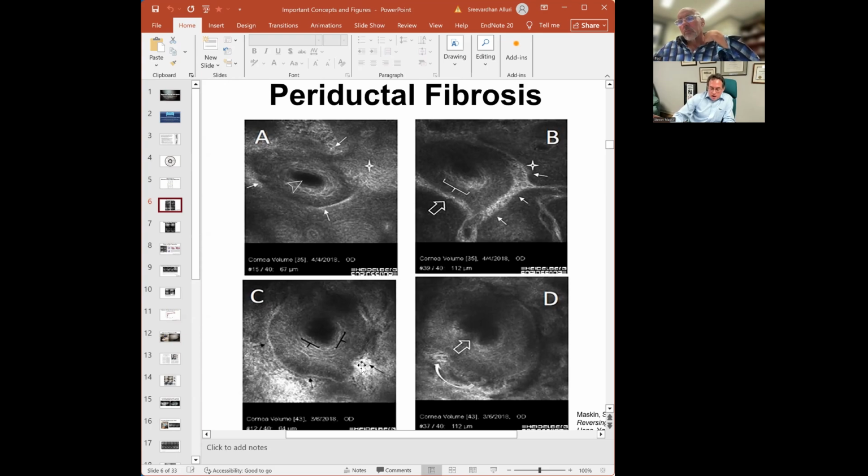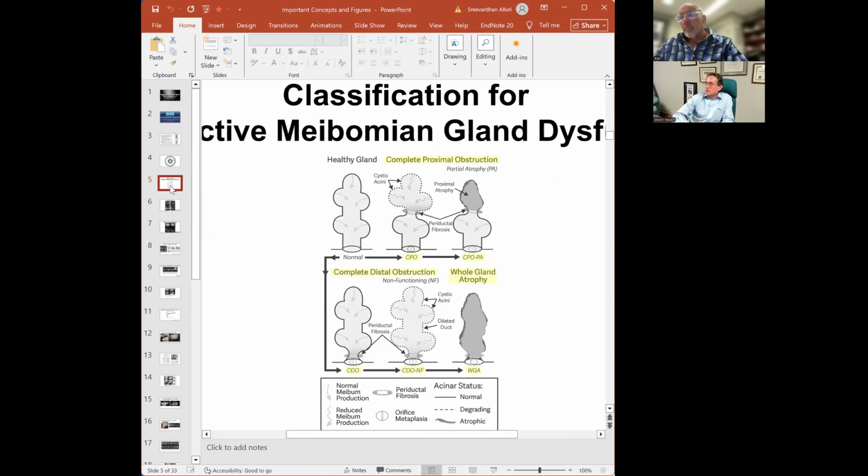So the next slide, we're going to show a graphic display of what this means when you have this periductal fibrosis. And by the way, everyone that's listening out there, we have about 40 people right now. Feel free to inquire, send us questions along the way. So in this case, we have the healthy gland.